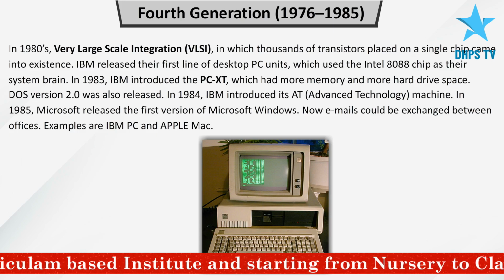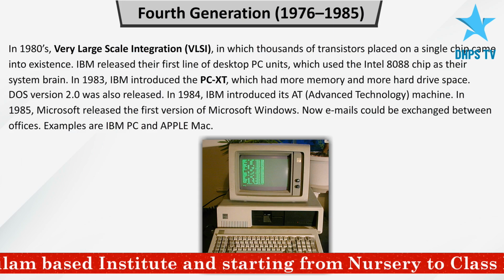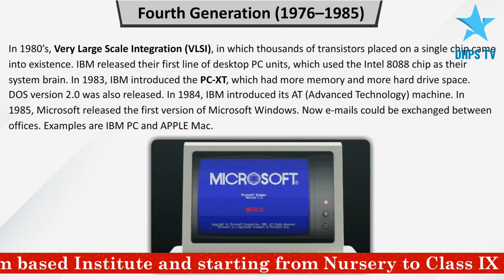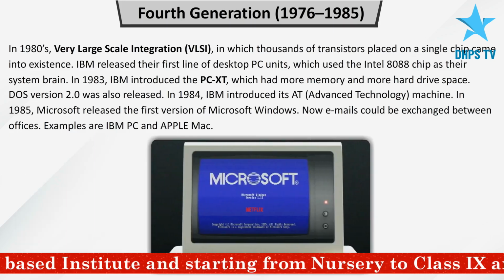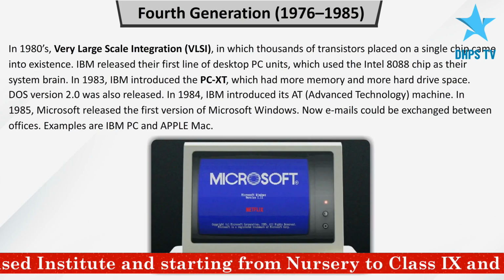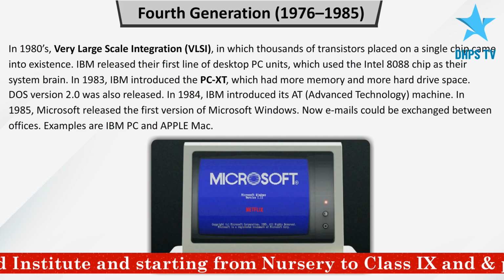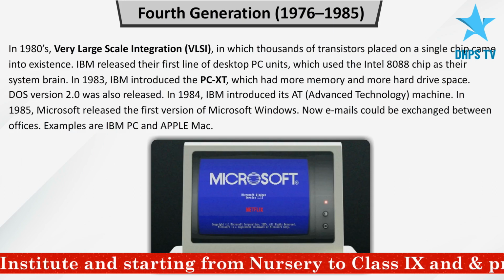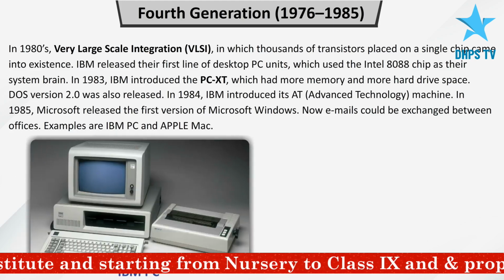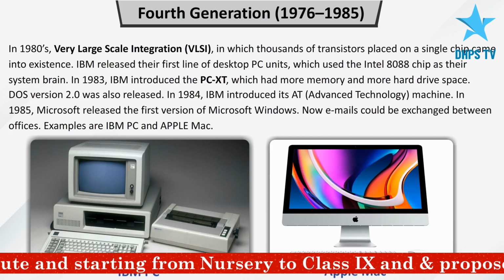In 1984, IBM introduced its AT, Advanced Technology machine. In 1984, Microsoft released the first version of Microsoft Windows. Now, emails could be exchanged between offices. Examples are IBM PC and Apple Mac.